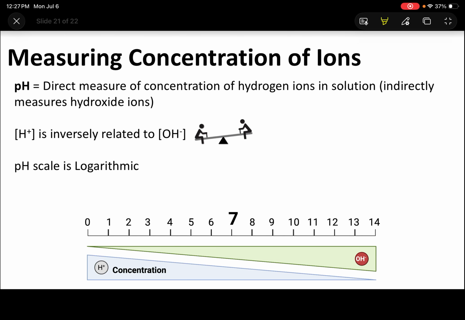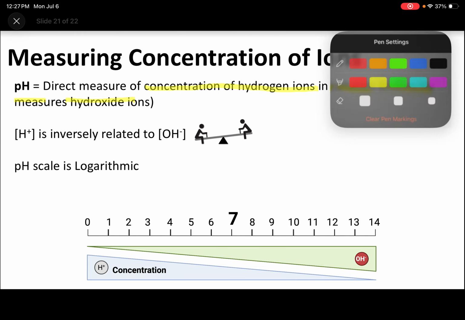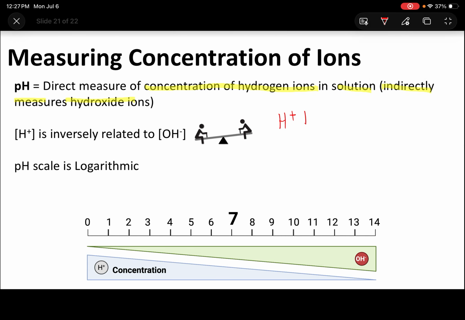As I said before, pH is a direct measure of the concentration of hydrogen ions in a solution. And therefore, this is an indirect measurement of hydroxide ions. As hydrogen ions increase in a solution, hydroxide ions decrease. They have an inverse relationship. So we put things with a pH on a scale. We call this the pH scale, and it goes from 0 to 14. Now this can be a little confusing, so let's break this scale down into three pieces.